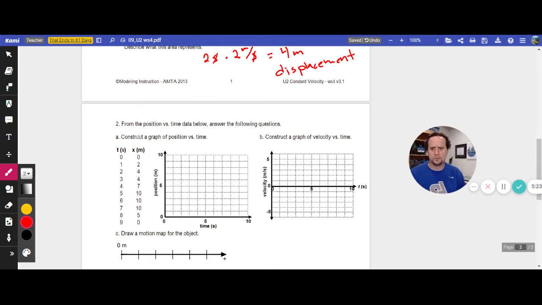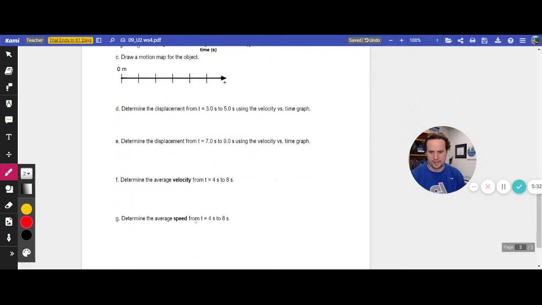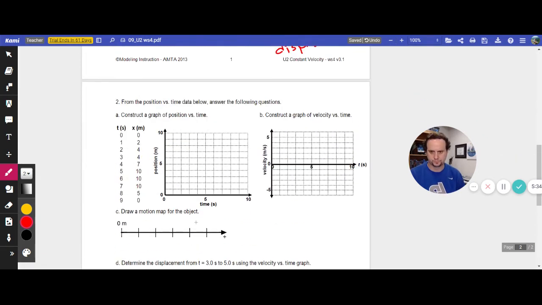So we've got some data down here below. Construct a graph, construct the motion map. We've got all that. Find the displacement. So you're finding areas here and finding average velocity and average speed.